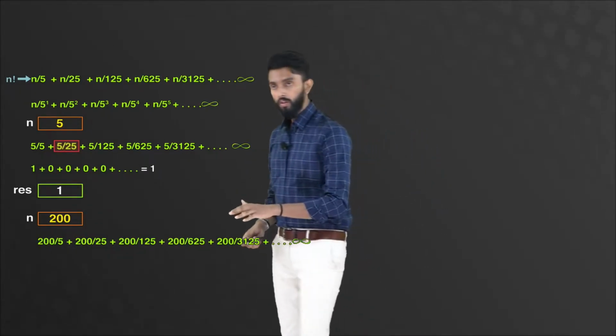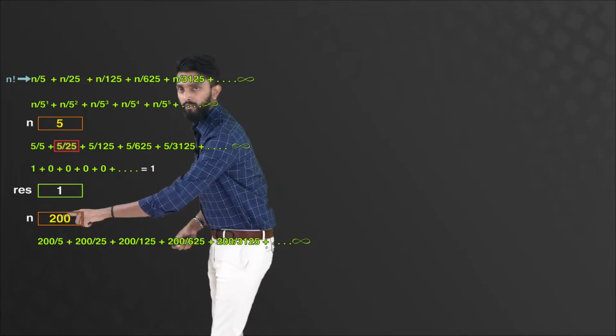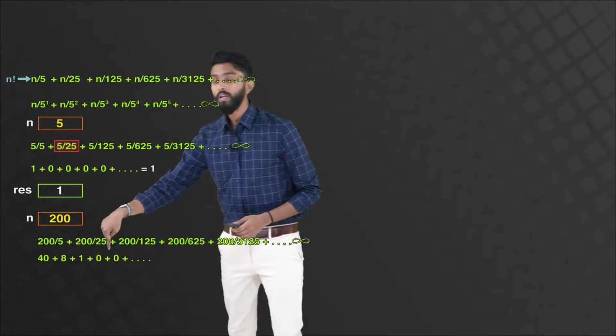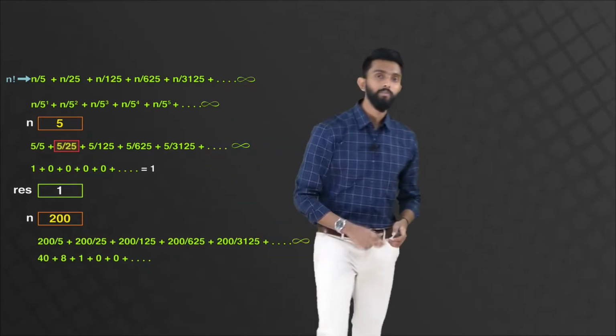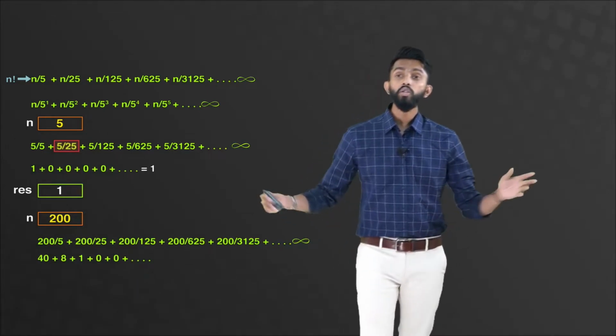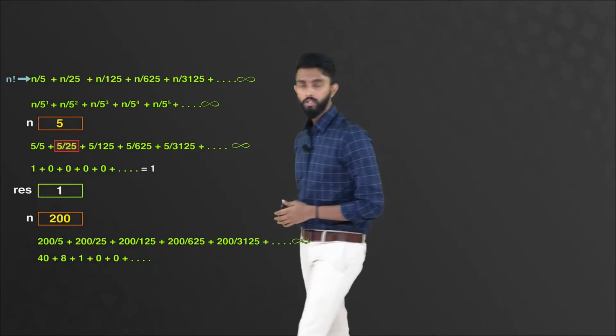But if you notice, 200 divided by 5 is nothing but 40 plus 8 plus 1 plus 0. Why did it become 0 here? Because at this term, the numerator became lesser than the denominator. Would you agree with me till this point of time? So what, you might ask?